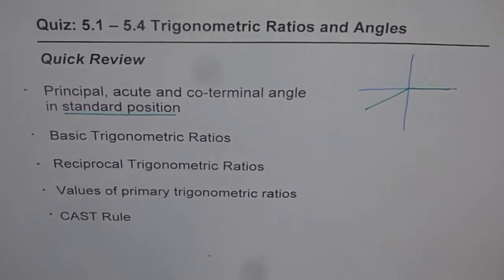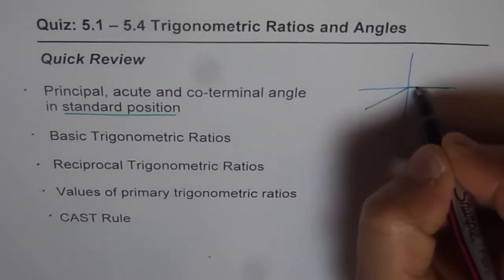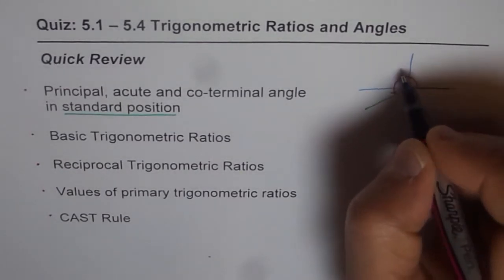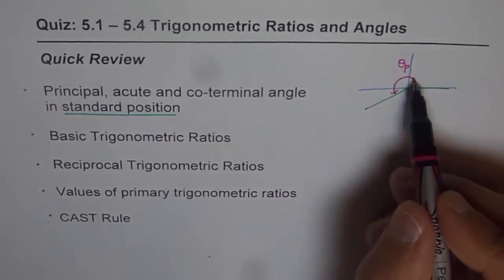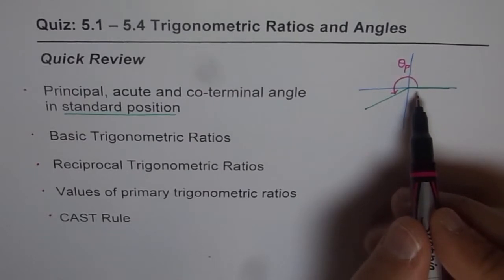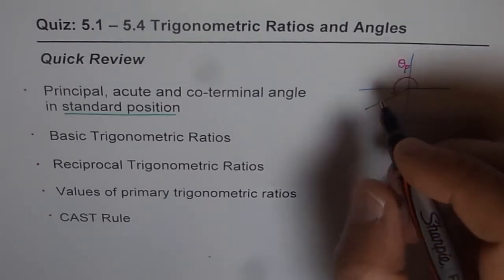Okay, so when you have this, then we always measure angle which is counterclockwise taken positive, and this angle is called principal angle. Principal angle could be between 0 to 360 degrees, correct? It's always positive, it's less than 360 degrees, and more than or equal to 0 degrees. It's always counterclockwise, correct?